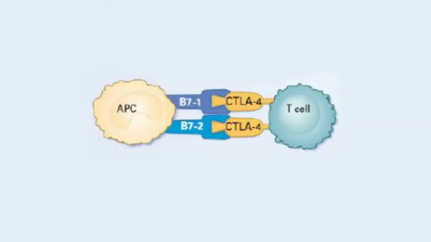As the internalized antigen is being processed, the B cell also expresses B7-1 and B7-2.